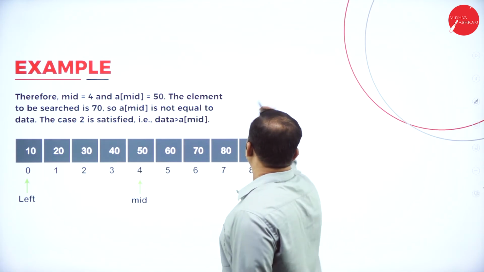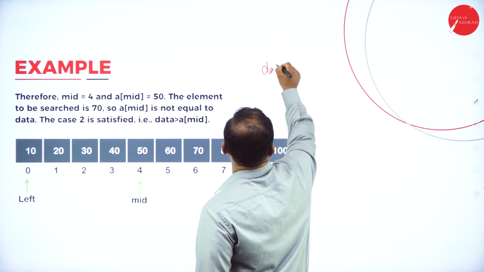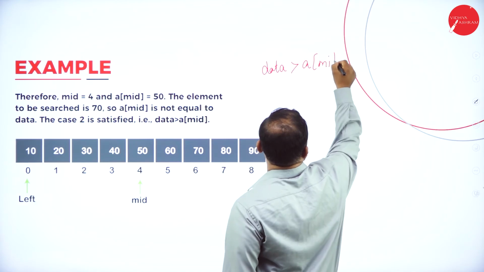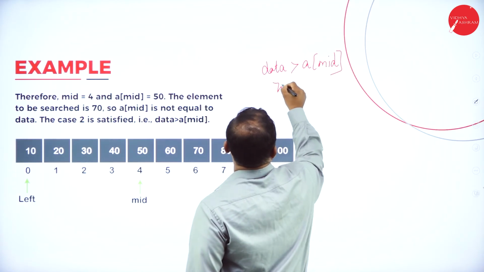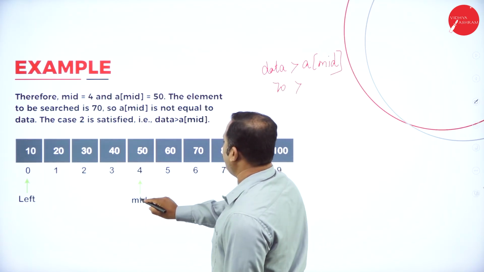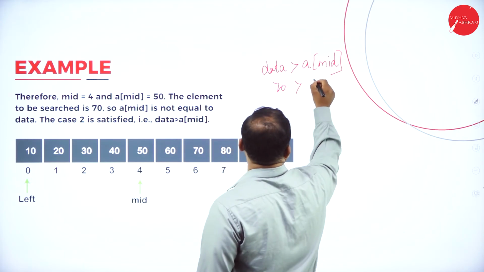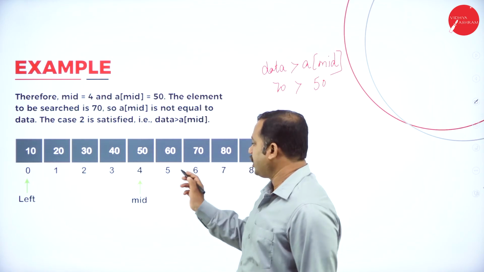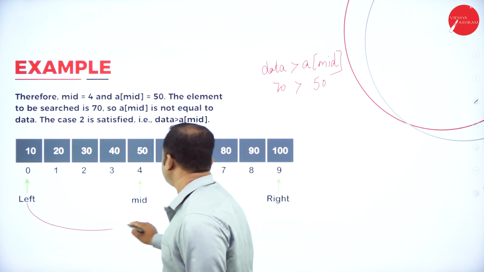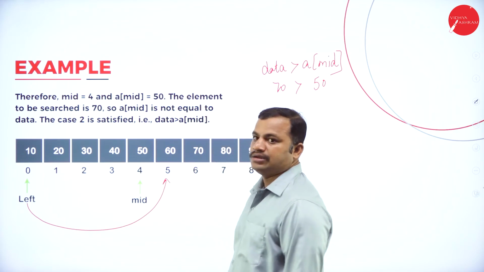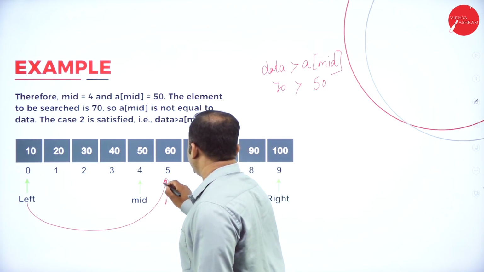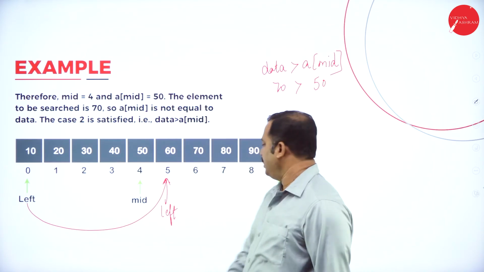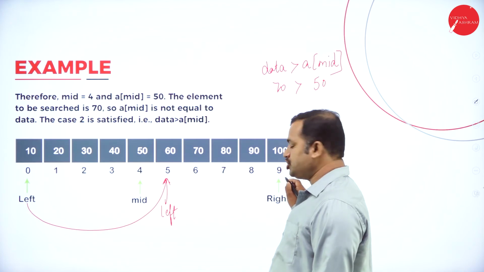I will check whether A of data to be searched is greater than A of mid. What is the meaning of that? If 70 is greater than A of mid. A of mid means what? 50. Yes, 70 is greater than 50. Then what has to be done? I have to shift the leftmost parameter from here to here. This becomes my left in the next iteration, and the right remains the same in the same position.